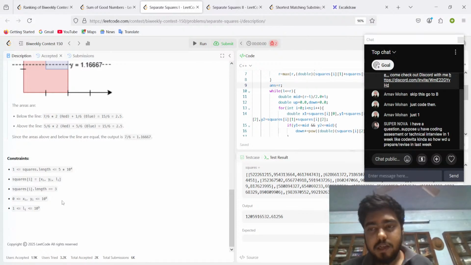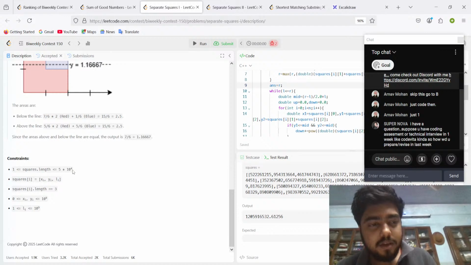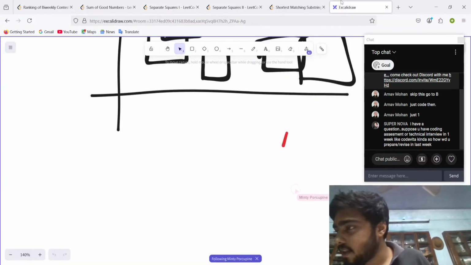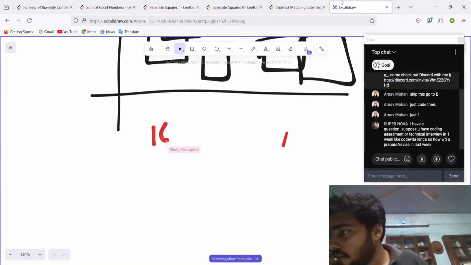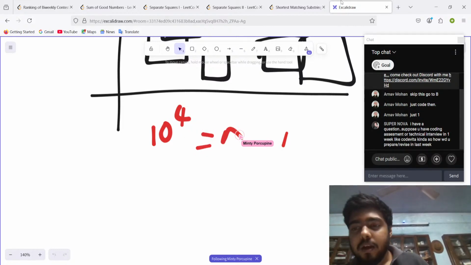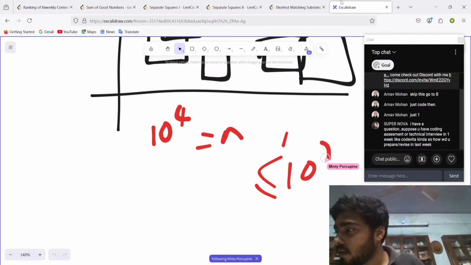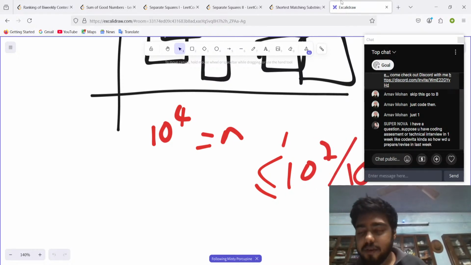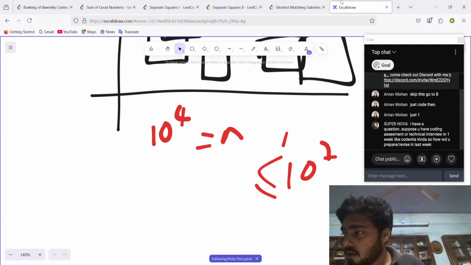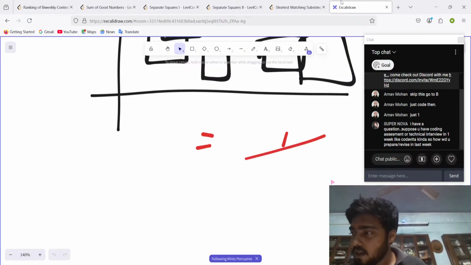Okay. So let's get into the question. So now the squares' length is 10 to the power 4, right? Now from here, a very important thing that you can take out is that if anything is of 10 to the power 4, that is the n value, always remember that we have to keep the values lesser than equal to, or let's say, 10 to the power 7 or 10 to the power 6. Okay, any one of them. Sorry, 7 or 6.